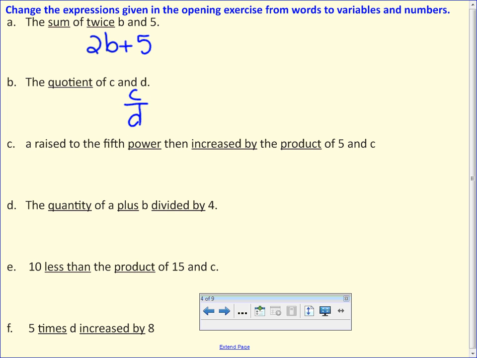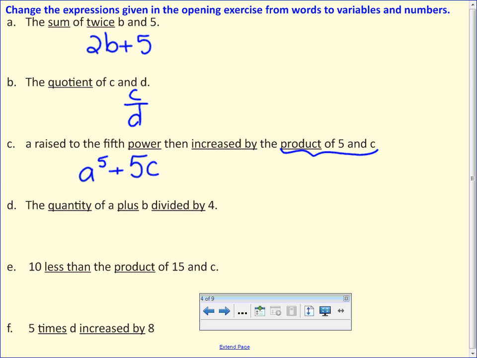For C, you should have underlined power and increased by and product. So now let's change that to variables and numbers. So we have A raised to the 5th power, then increased by the product of 5 and C. So how would I represent the product of 5 and C? 5 plus C? Product, what operation is product? Multiplication. So I have to show 5 times C. So I could show that with a coefficient and a variable.